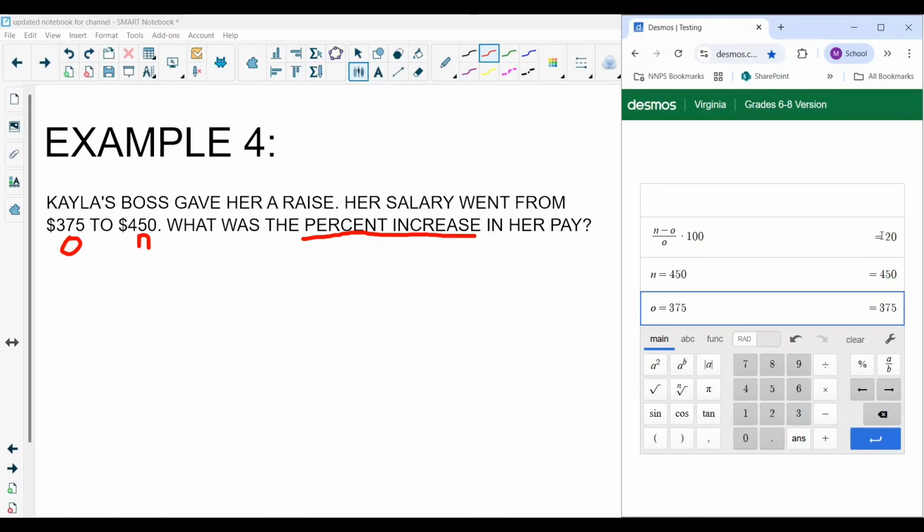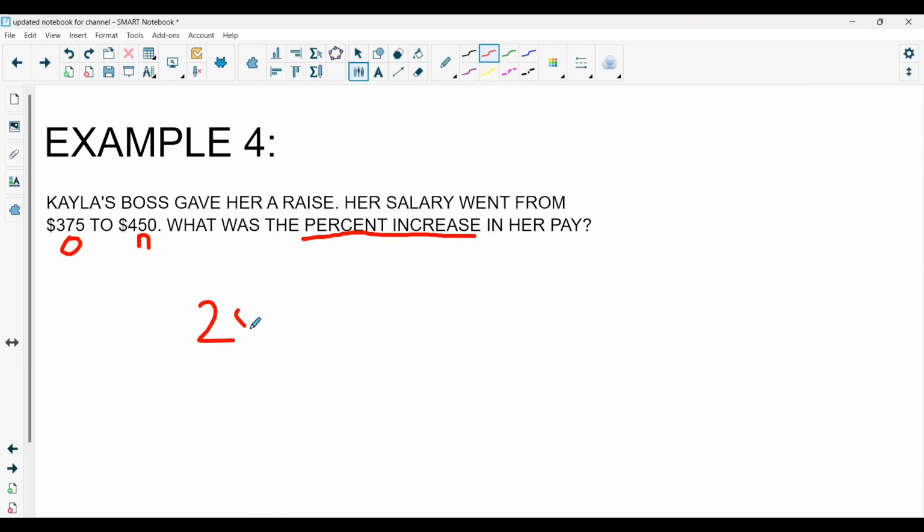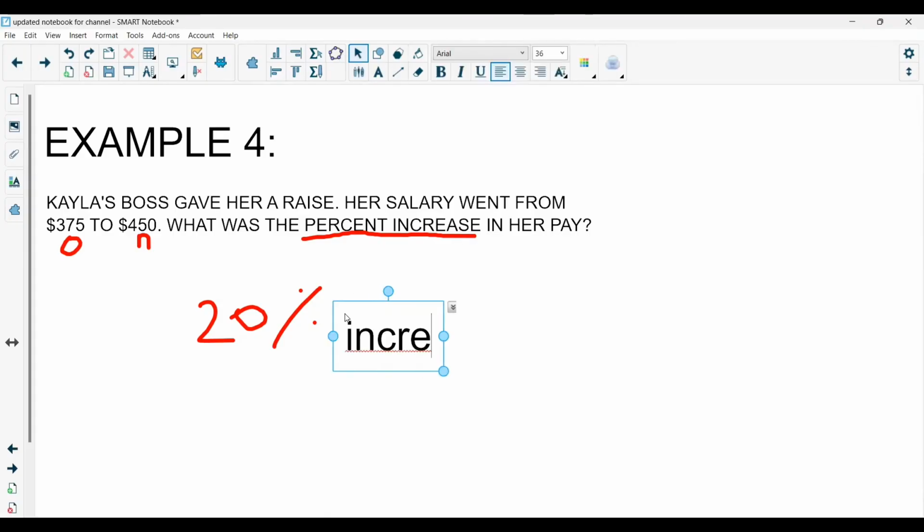Okay, so our final answer would be 20%. You think it would be increase or decrease? It is an increase because our answer is positive 20. So the final answer would be 20% increase. 20% like that. And the word increase will be our final answer.